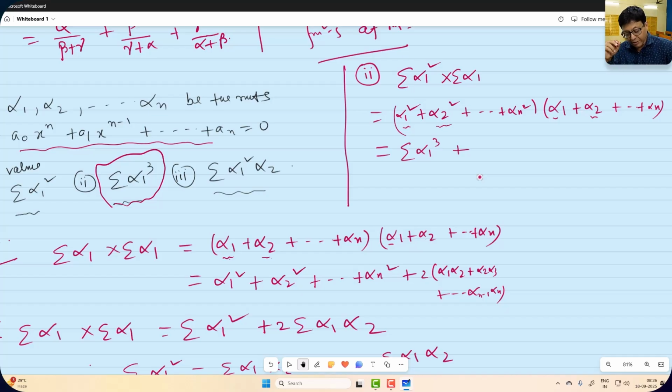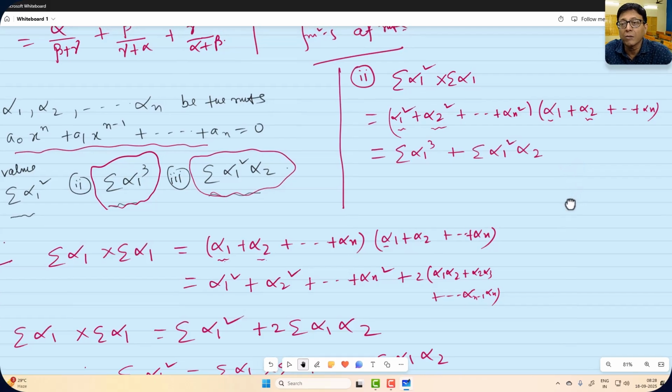You take time to think. We'll get it once only, because alpha 1 square alpha 2 is not going to be repeated. Alpha 2 square alpha 1 is not going to be repeated, but all the variations are there. So by starting with sigma alpha 1 square into sigma alpha 1, we definitely got sigma alpha 1 cube. But another term has come, which is actually the requirement of the problem, to find sigma alpha 1 square alpha 2.